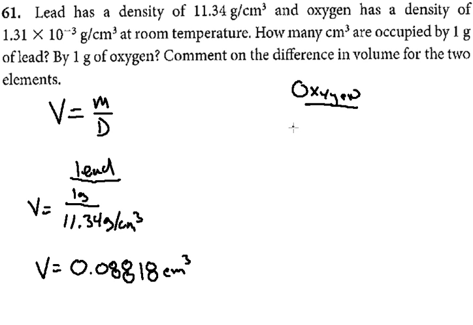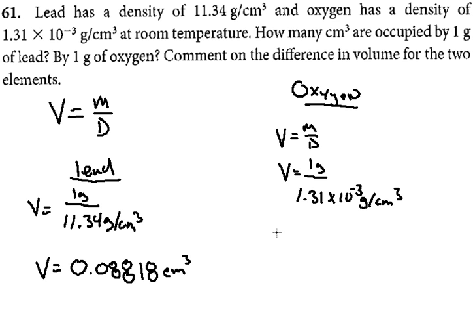Let's take a look at the same thing for oxygen. Do it the same way. Volume is equal to mass divided by density. We're going to take 1 gram of oxygen and divide it by its density, 1.31 times 10 to the negative third grams per cubic centimeter. And then we do the calculations. We're going to find out that 1 gram of oxygen would actually occupy a space of 763 cubic centimeters.